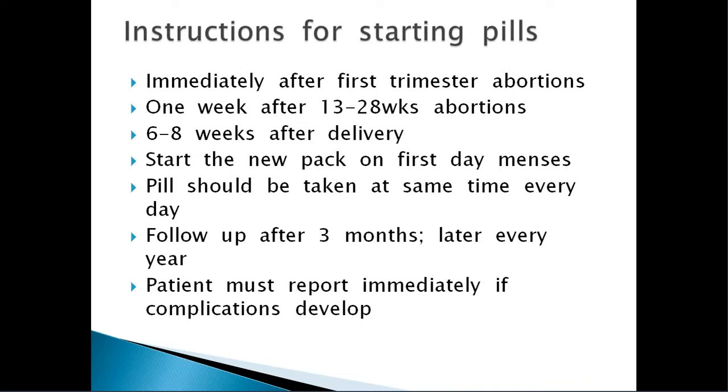Because if she takes it only at the regular time, a uniform level of the hormones in the blood can be maintained, which will help in preventing ovulation. If the hormone levels are getting upset frequently, then ovulation will occur and the method will fail. Then follow up after 3 months, and then later every year you have to follow up the patient. And you must give the patient information about what complications she can develop, so that she can report immediately if she develops any complication.